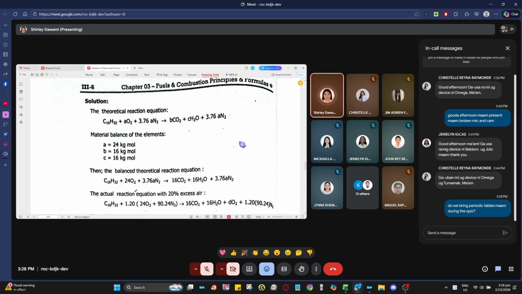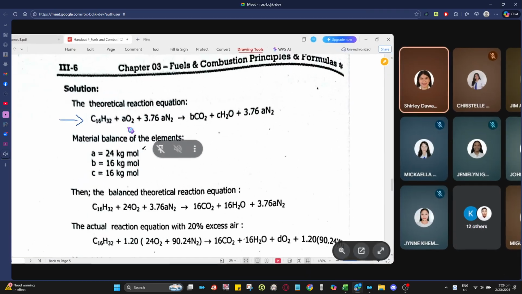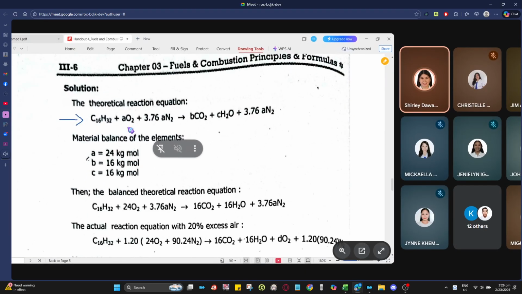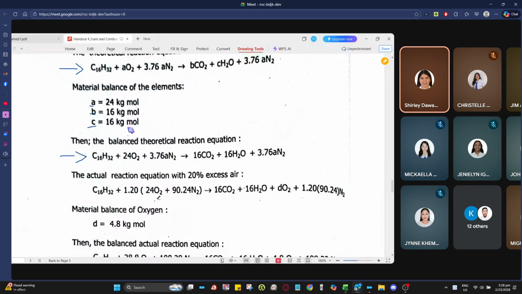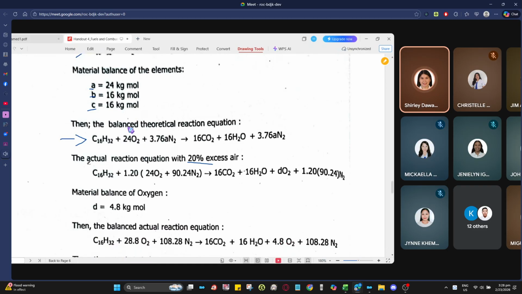So the same process. We have this theoretical reaction equation, then we balance it out, so we get the values for A, B, and C. So this is now the balanced equation. But we have the given 20% excess air, so you have to get the actual reaction equation. From this one, the 20% excess air applies to the air.